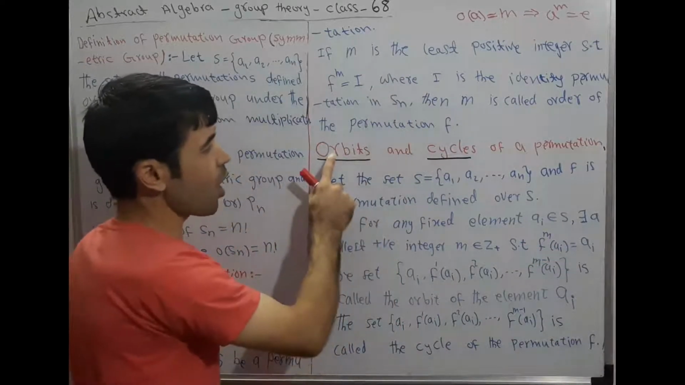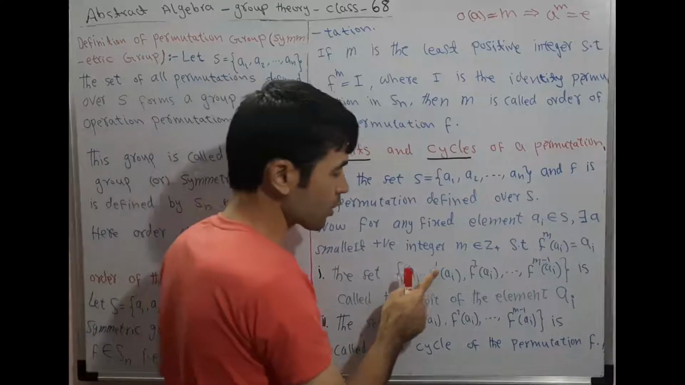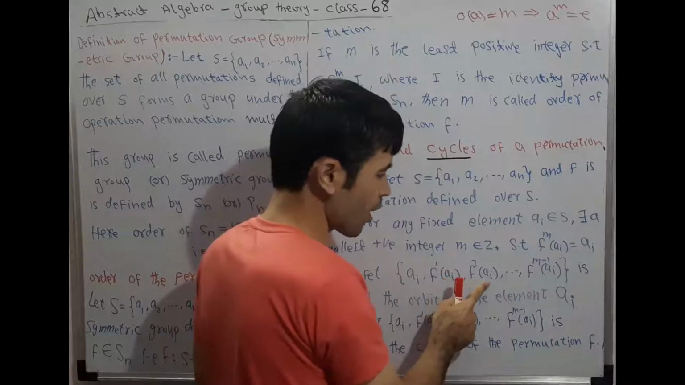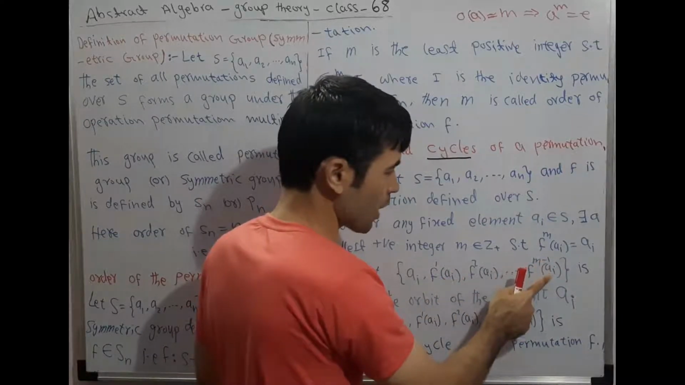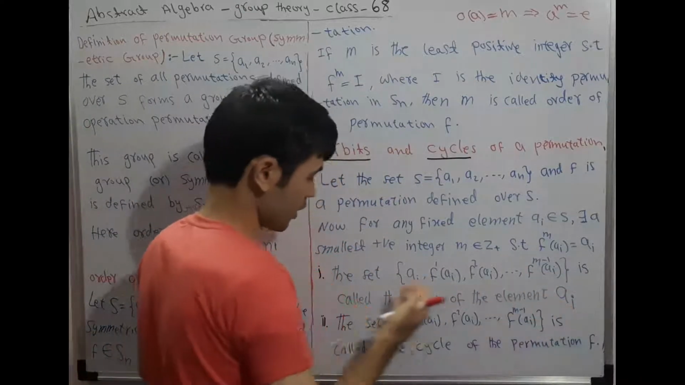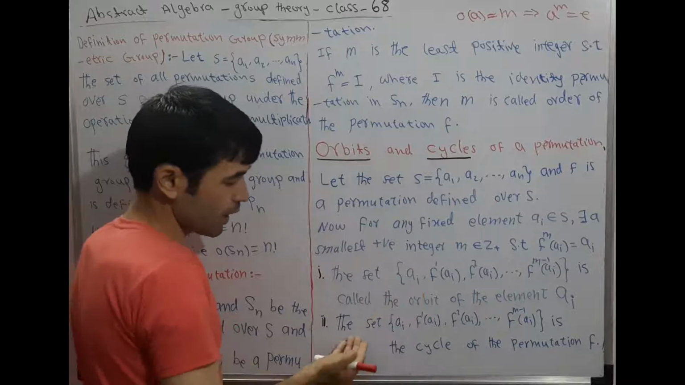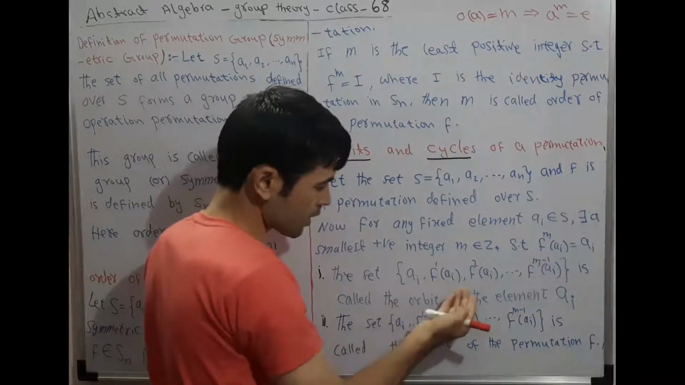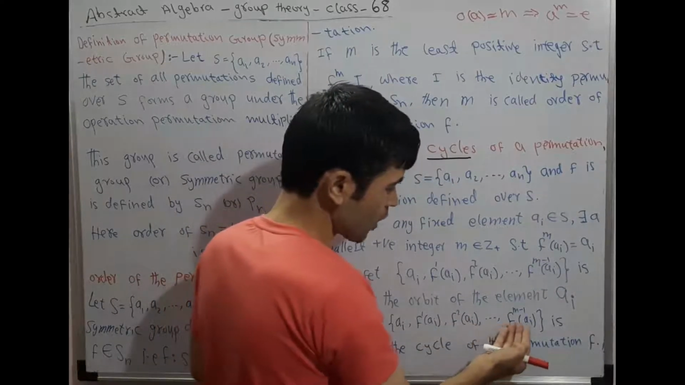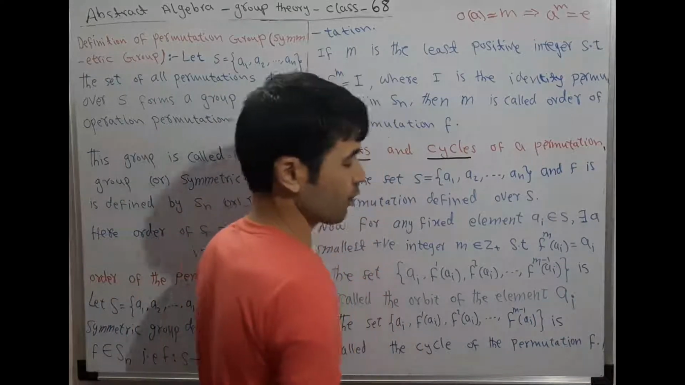Here are two cases, orbits and cycles. Number one, the set {Ai, f to the power 1 of Ai, f to the power 2 of Ai, and so on, f to the power m minus 1 of Ai} is called the orbit of the element Ai. Number two, the same set {Ai, f to the power 1 of Ai, f to the power 2 of Ai, and so on, f to the power m minus 1 of Ai} is called the cycle of the permutation f.